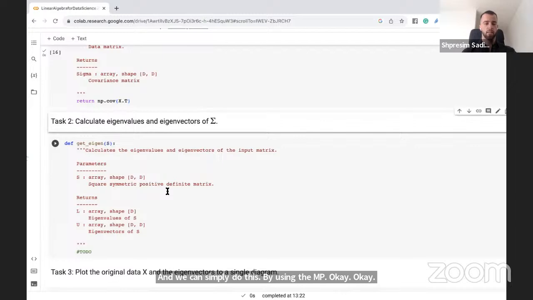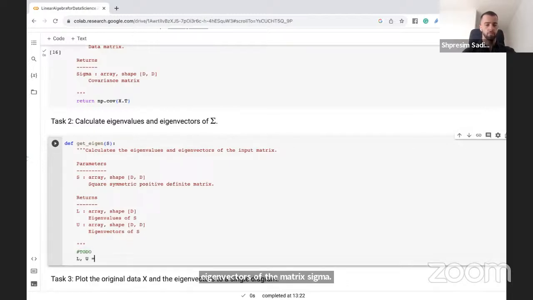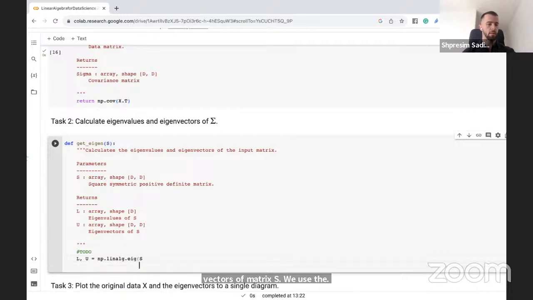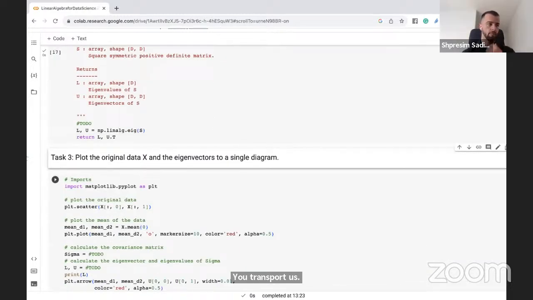Then the next task is to find the eigenvalues and eigenvectors of the matrix sigma. So for that, let's say L will contain the eigenvalues of matrix S, and U will contain the eigenvectors of matrix S. We use the eigendecomposition given by NumPy, and we simply return U transposed. So in this way, we get the eigendecomposition.